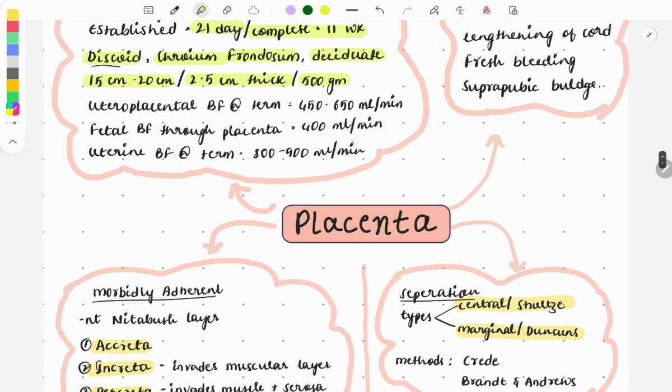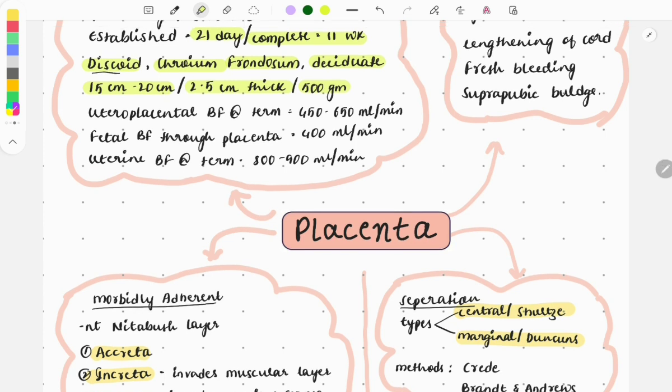Then this is also a PYQ, that uteroplacental blood flow is established at term. This is also a previous year question, that the uteroplacental blood flow at term, how much is it. So it will be 450 to 650 ml per minute. This one is the blood flow through the uterus and the placenta.